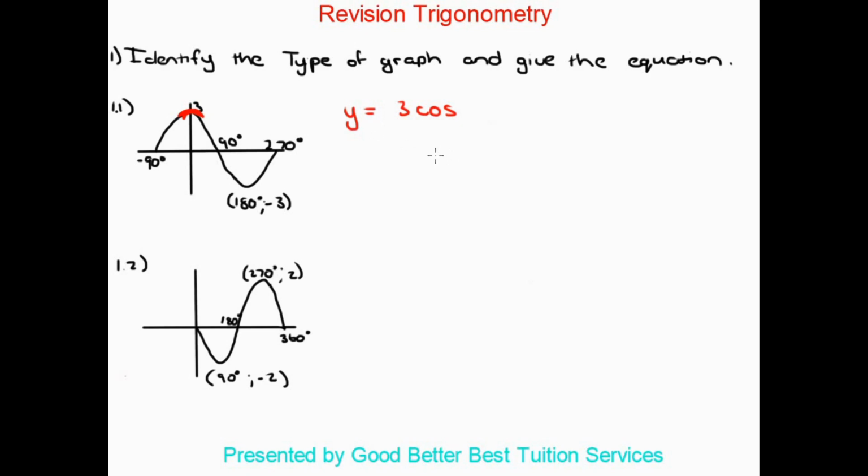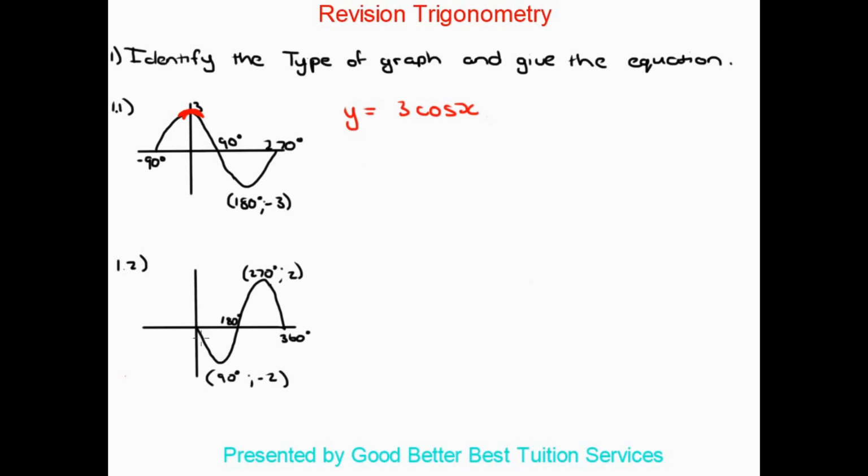And has the graph been shifted at all? It does not look like it, right? Because it still goes through 90 degrees on the x-axis and 270 degrees on the x-axis as well. So that means that our final equation for this graph is y is equal to 3 cos x. Cool? Now let's go ahead and look at our next one.